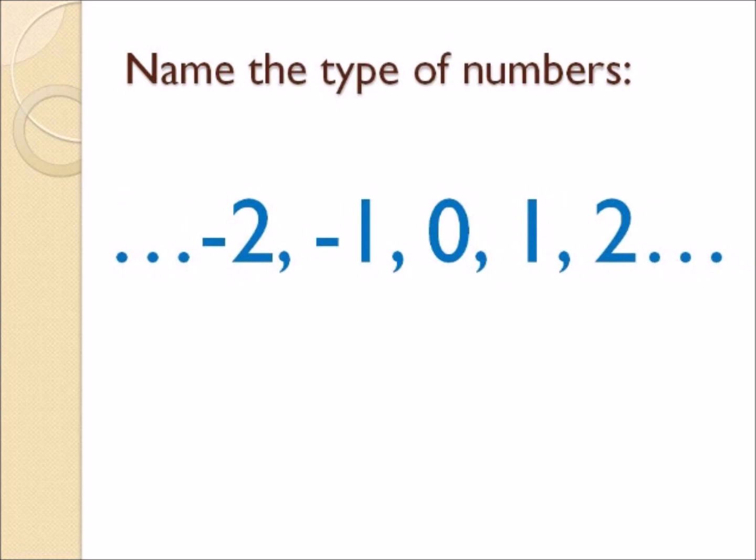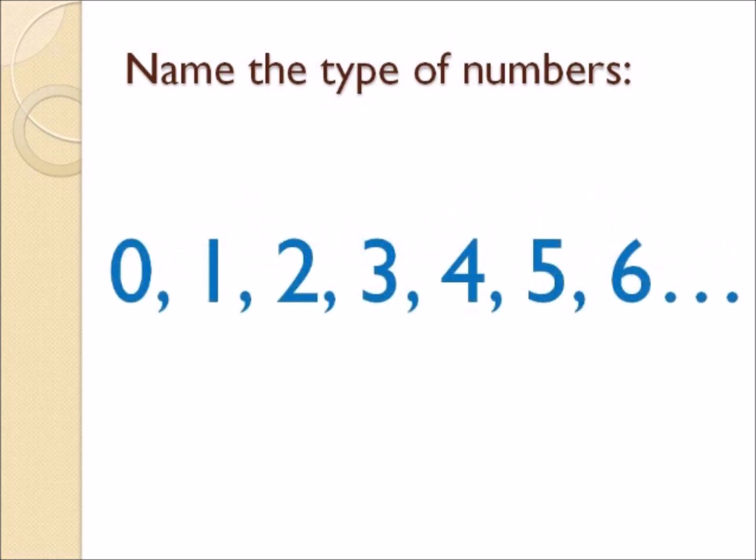Name the type of numbers: dot, dot, dot, -2, -1, 0, 1, 2, dot, dot, dot. What do you call these numbers? What are these types of numbers? Give an answer. See if you can get it. Negative numbers, and then 0, 1, 2. Yeah, integers.